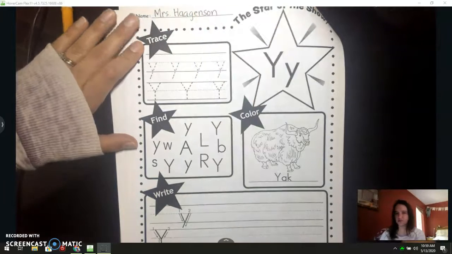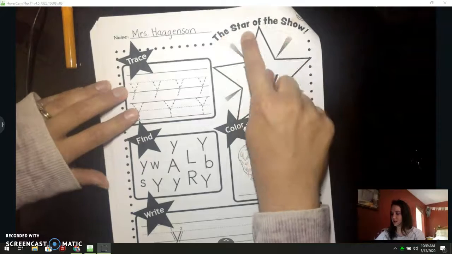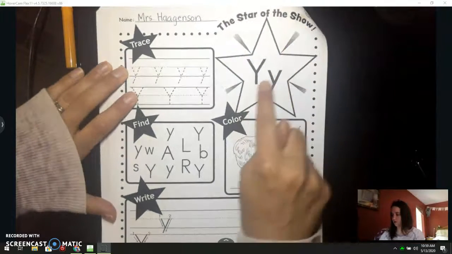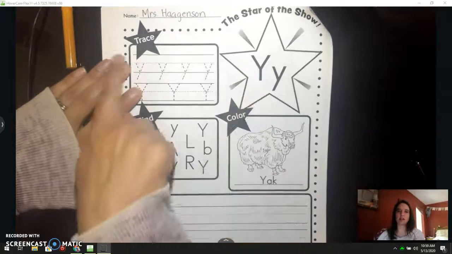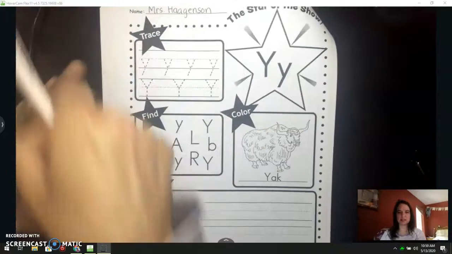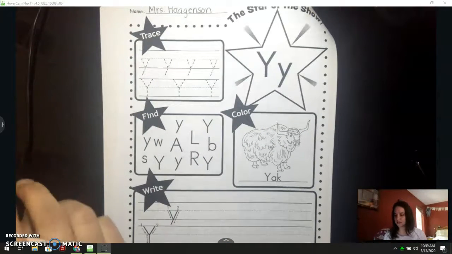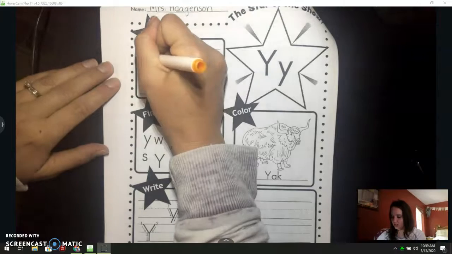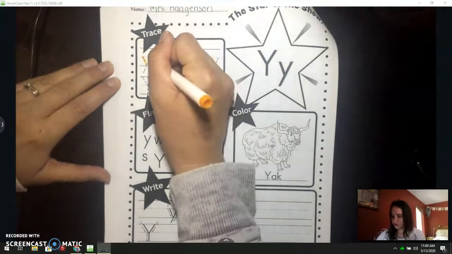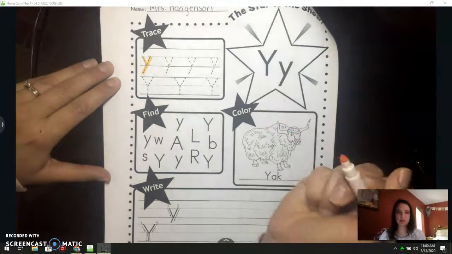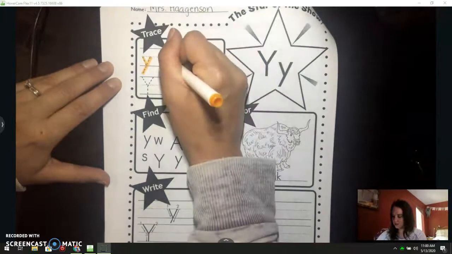And my paper says the star of the show, Y. This is uppercase Y. This is lowercase y. My first box says to trace. So I'm starting with lowercase y. I start at the dotted lines, do a little diagonal line down, frog jump to the top of the dotted lines, little big line down into the basement.